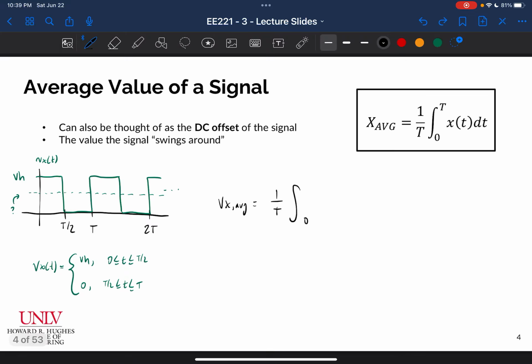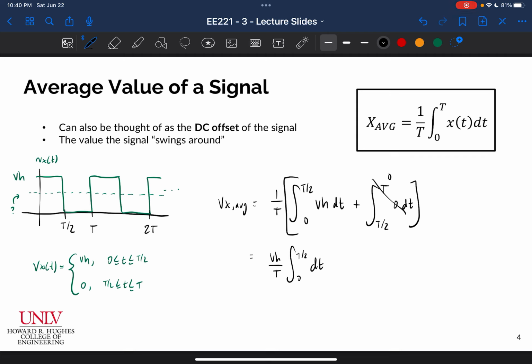well, I have to actually switch up the bounds of my integral, right? It's only going to be Vh from 0 to T over 2, and then from T over 2 to T, it's just 0. So this goes to 0, and I'm just left with 1 over T. I can actually pull the Vh out, so I'm going to get Vh over T times the integral from 0 to T over 2 dt, and then that is going to be Vh over T times T over 2 minus 0. The T's cancel, and I'm left with Vx average is equal to Vh over 2.